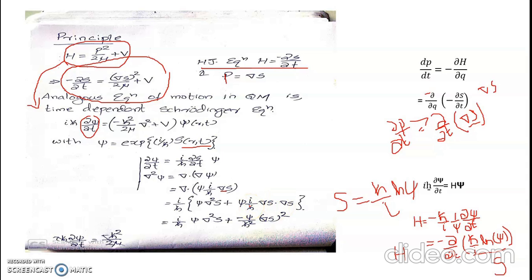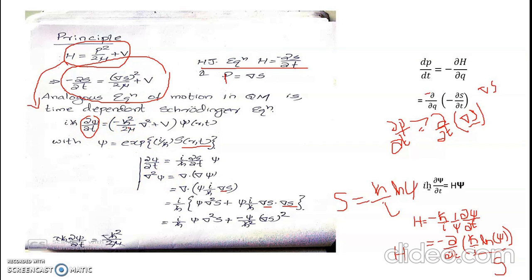So you open this bracket: i by h cross psi del square S, plus i by h cross into i by h cross, make it say minus psi by h cross square, grad S dot grad S, which is nothing other than grad S whole square. This is the dot product of a vector with itself, and that gives you the square of the magnitude of the vector. Now substitute these values of dou psi by dou t and del square psi in the Schrodinger's equation.